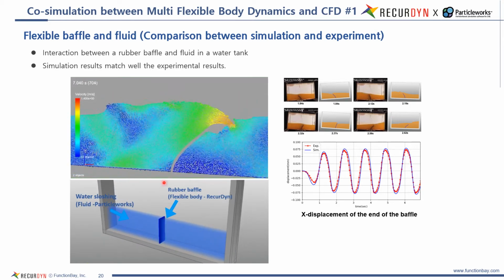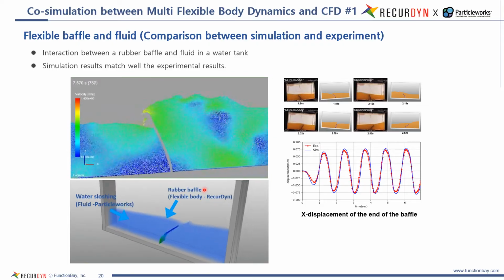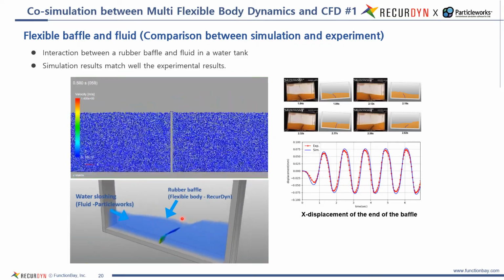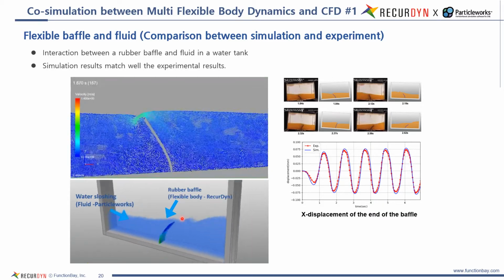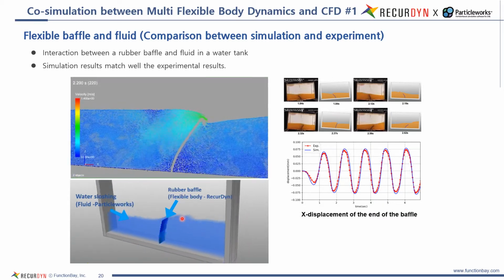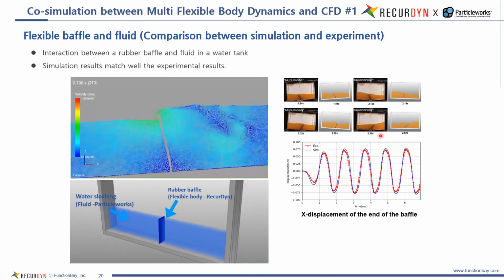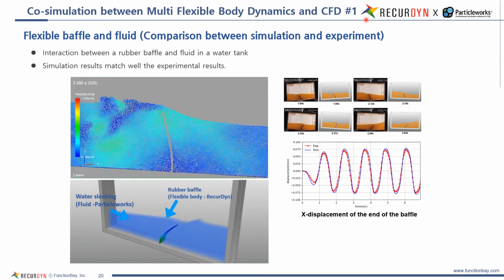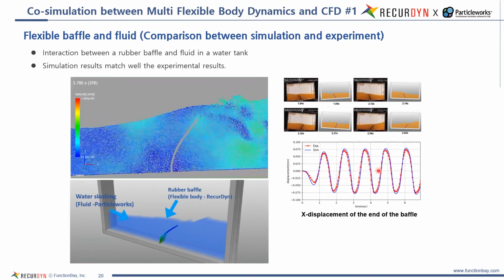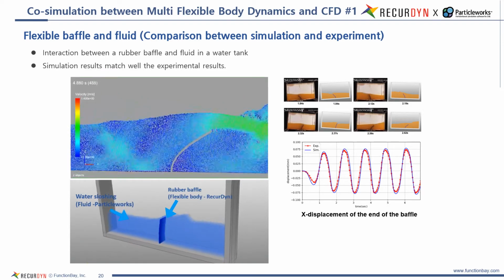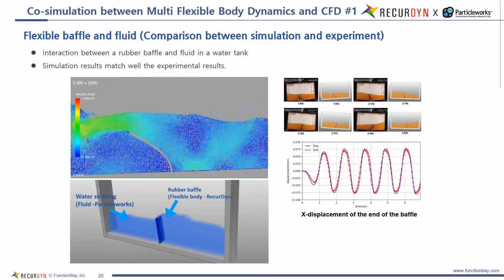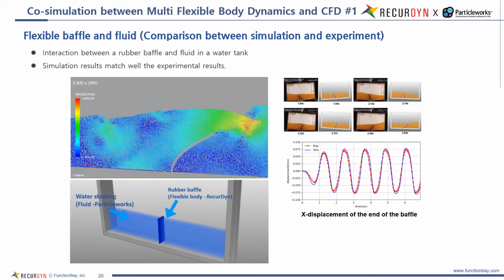As you can see here, when the tank was artificially shaken left and right, the behavior of the baffle and fluid are quite similar to the results recorded in the high-speed camera, shown in the upper right. The graph below shows the behavior of the end of the baffle, and we can confirm that the experimental measurements and the simulation results are much the same.